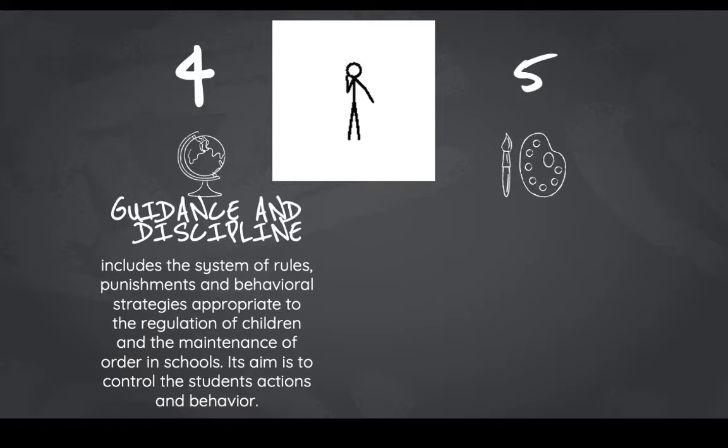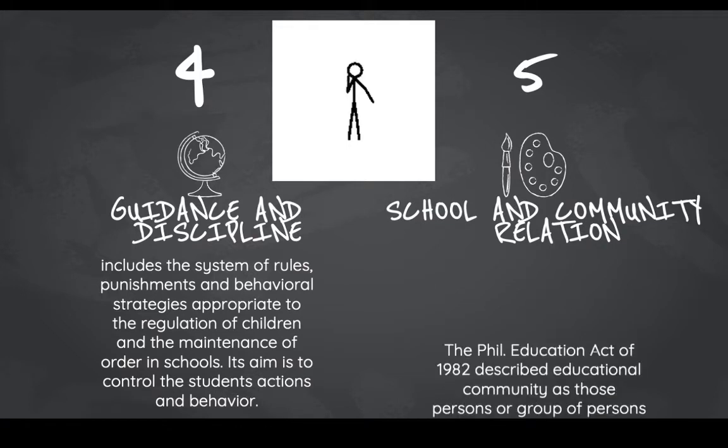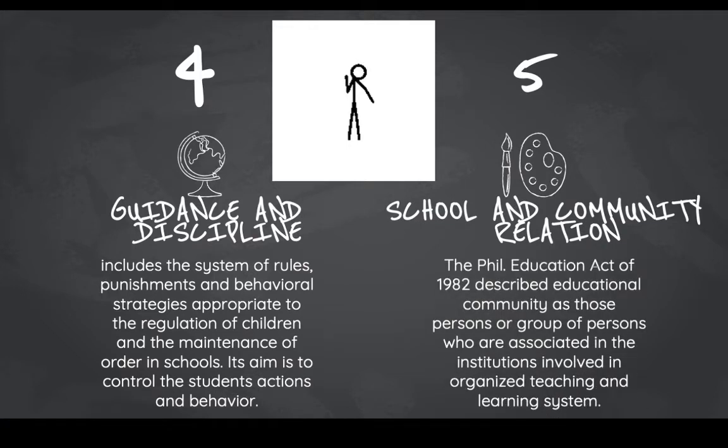For number five, we have school and community relation. The Philippine Education Act of 1982 describes the educational community as those persons or group of persons who are associated in the institutions involved in organized teaching and learning system. Once an education had been in the system, there is going to be a community.